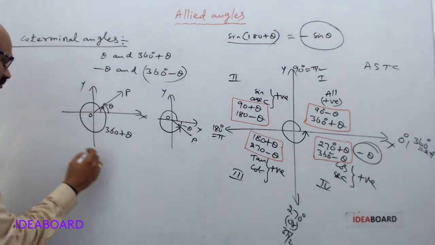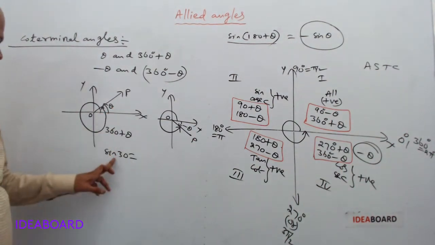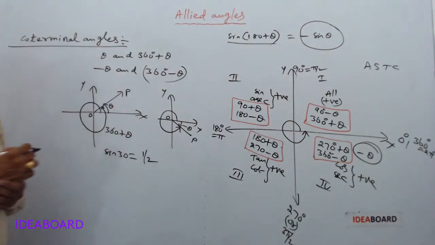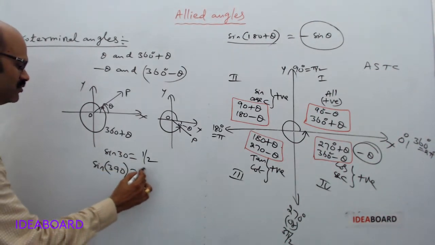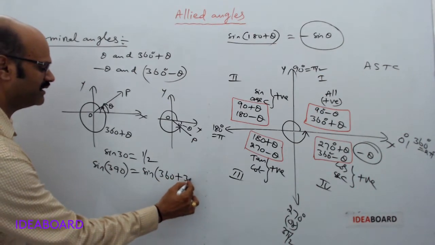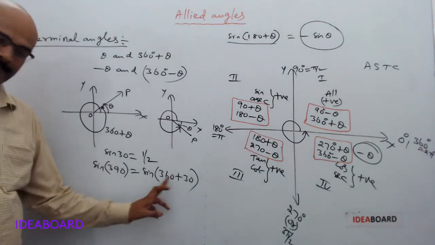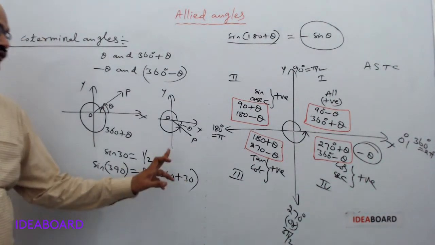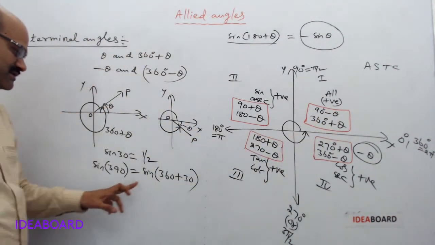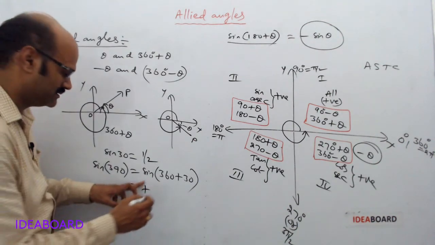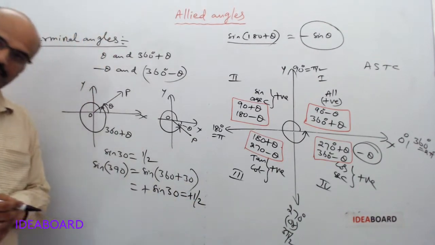Now, for example, take sine 30 degrees. Theta equal to 30. Sine 30 equal to 1 by 2. Sine of 390 equal to sine of 360 plus 30. That is 360 plus theta. 360 plus theta means which quadrant? First quadrant. In the first quadrant sine is positive. So plus sine of 30 degrees equal to plus 1 by 2 only.